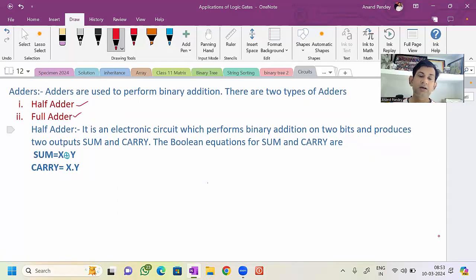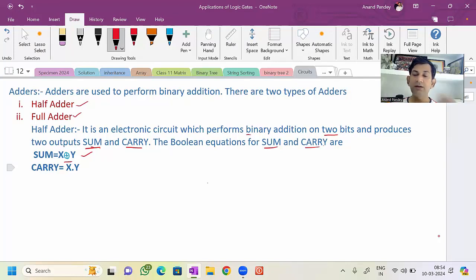As I told, it is an electronic circuit which performs binary addition on 2 bits and produces two outputs, sum and carry. There will be two inputs and there will be two outputs. The outputs are sum and carry. The Boolean equations for sum and carry are: sum equal to x XOR y, and this symbol is for XOR. Sum equal to x XOR y and carry equal to x dot y.